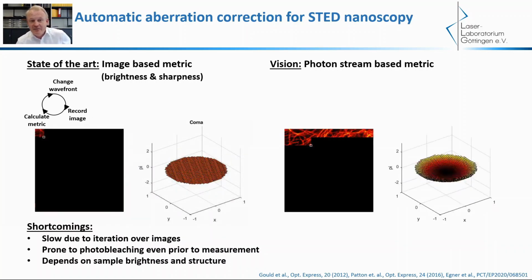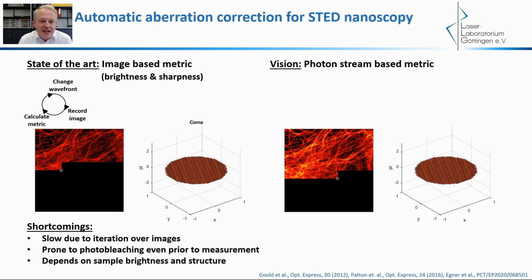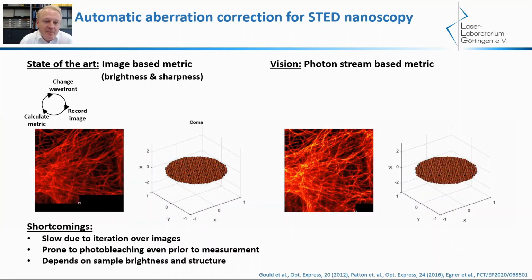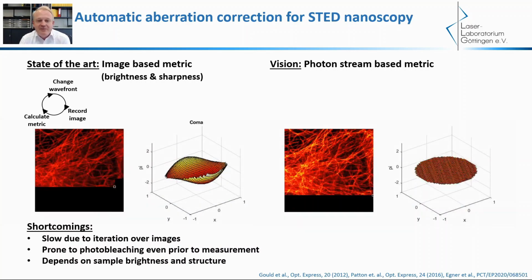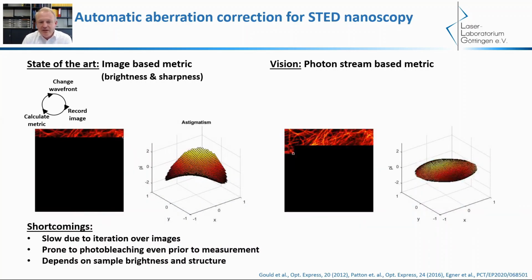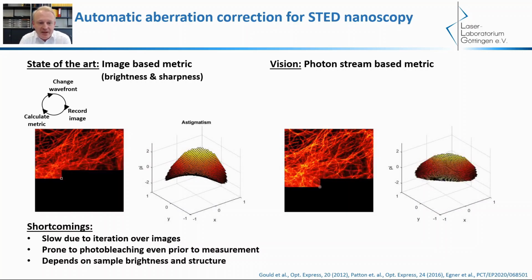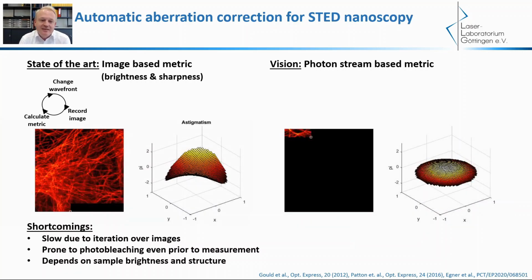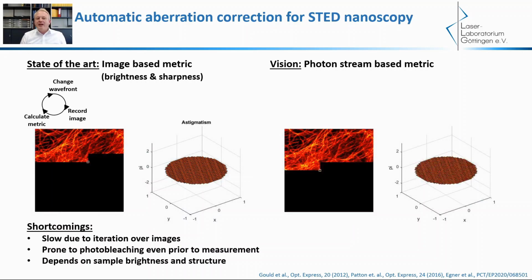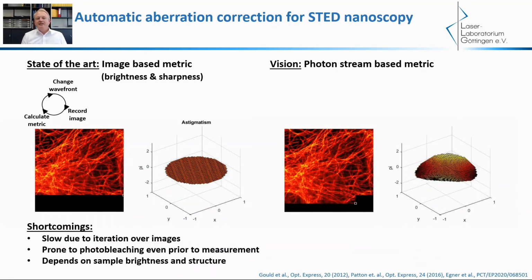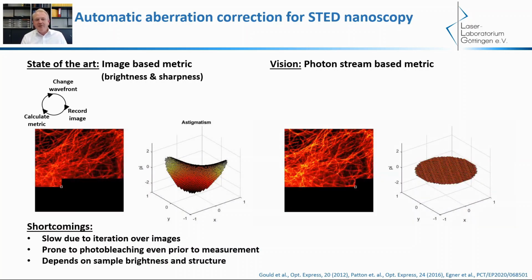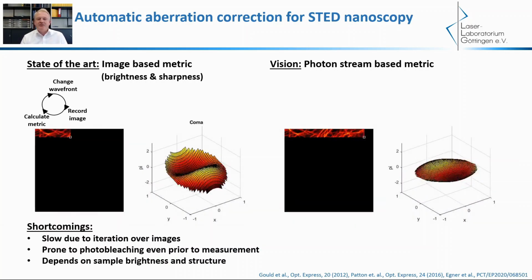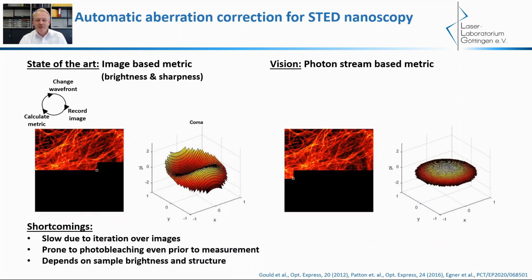And that's the vision which we had. And just to show you how this should work, our idea is that we just change the aberrations while we are imaging, and that the microscope, like a real autopilot, is already starting to correct for the aberration while the image is recorded.